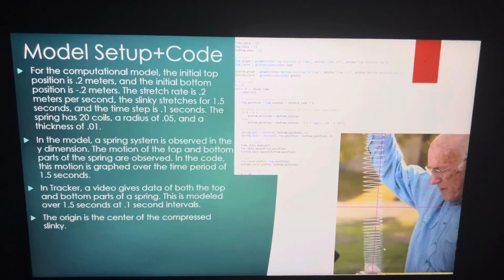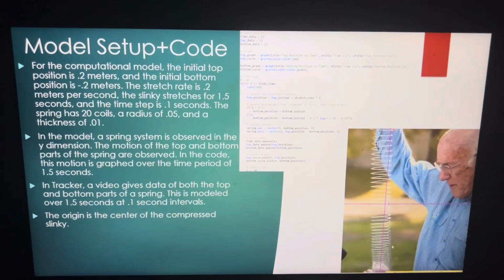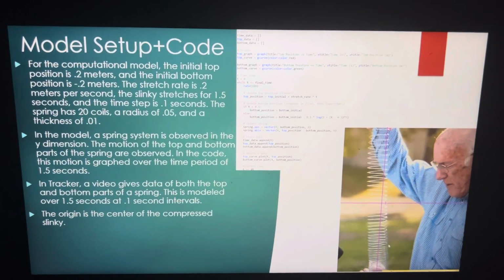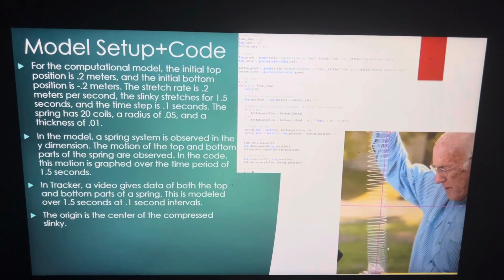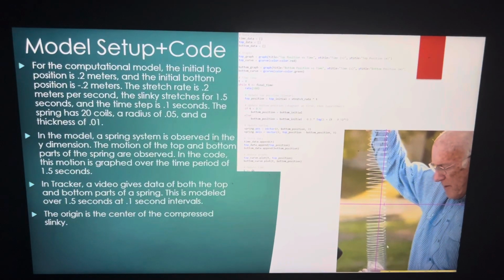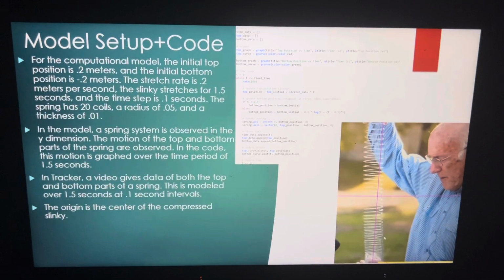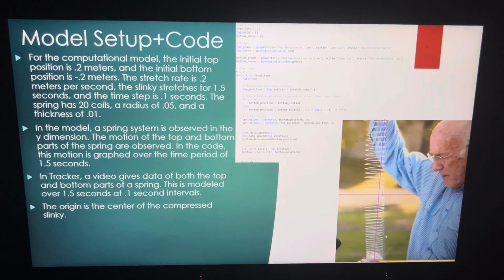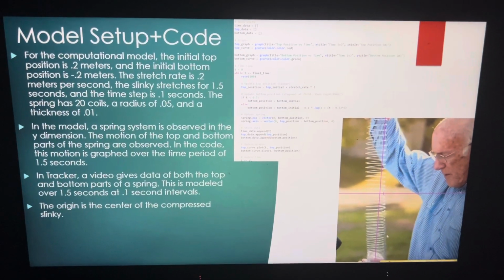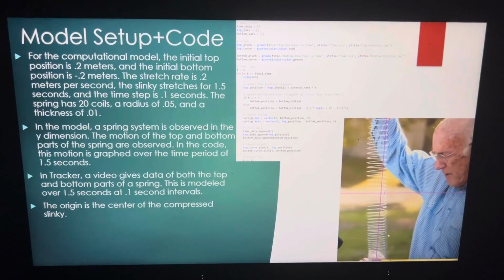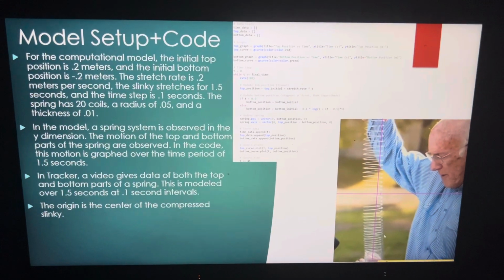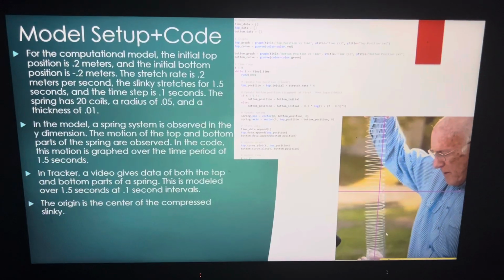For the computational model, the initial top position is 0.2 meters, and the initial bottom position is negative 0.2 meters. So the center of the spring, which would be the origin, is at 0 meters. The stretch rate is 0.2 meters per second, and the slinky stretches for 1.5 seconds. The time step is 0.1 seconds. The spring has 20 coils, a radius of 0.05 meters, and a thickness of 0.01.